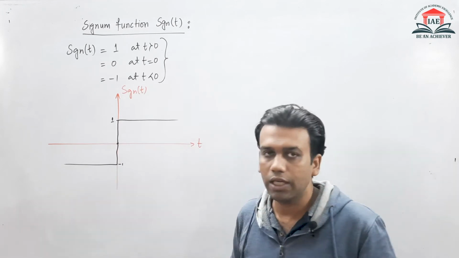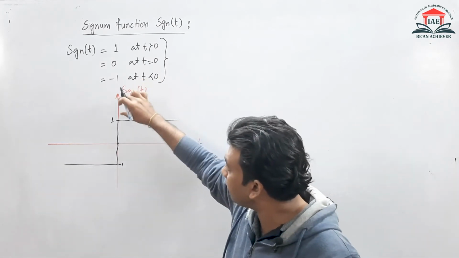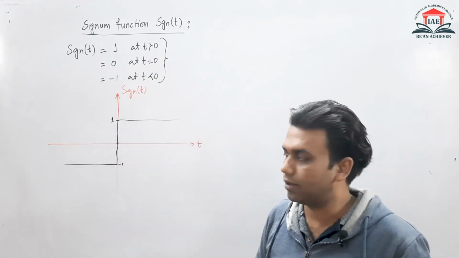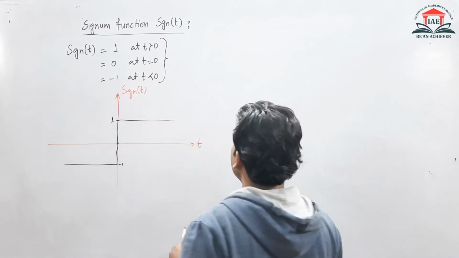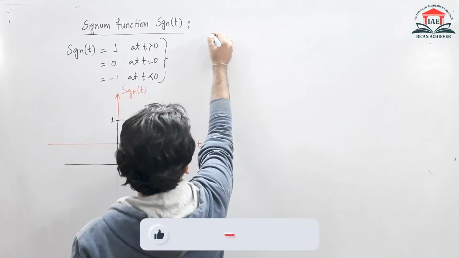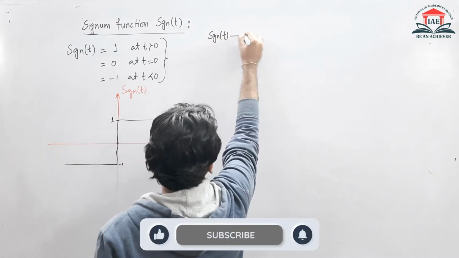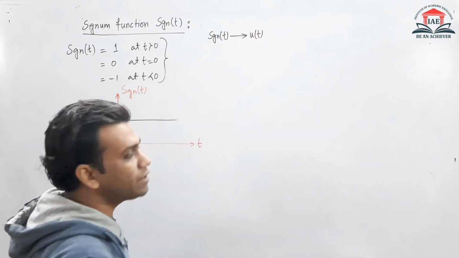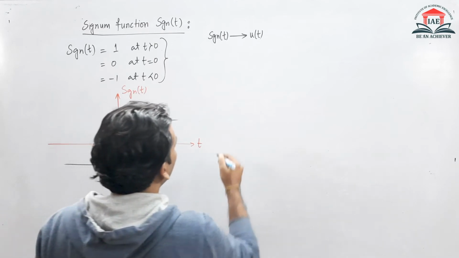Now suppose we want to express this signum function using the unit step function. So let us express this signum function using the unit step function. That means we want to express the sgn t function with respect to u of t, that is the unit step function. For that purpose, what is u of t?